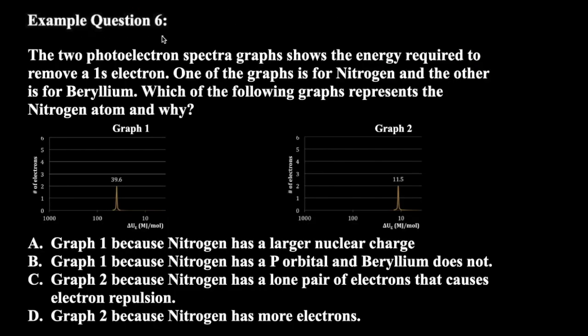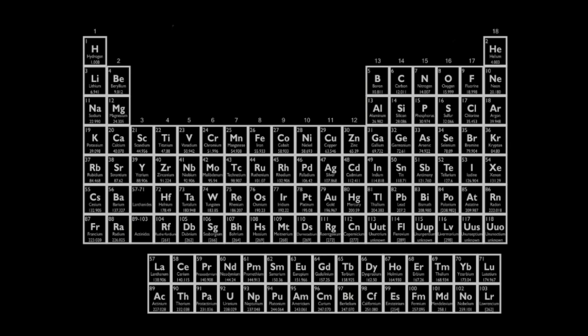Example question 6 says the 2 photoelectron spectra graphs show the energy required to remove a 1s electron. One of the graphs is for nitrogen and the other is for beryllium. Which of the following graphs represents the nitrogen atom and why? To solve this problem, we need to go to the periodic table and look at the electron configuration for nitrogen and for beryllium. We see beryllium right here, and then nitrogen right here. Beryllium has 4 electrons, and nitrogen has 7 electrons.